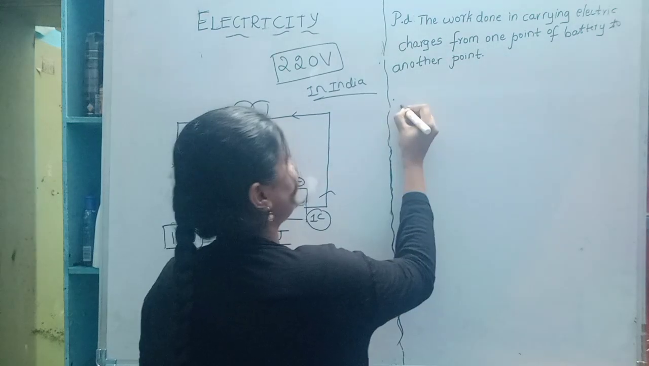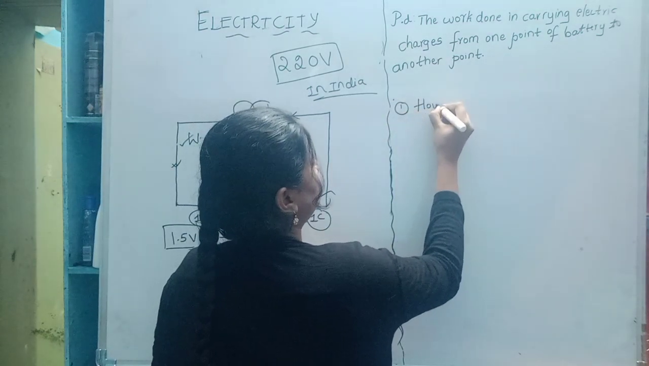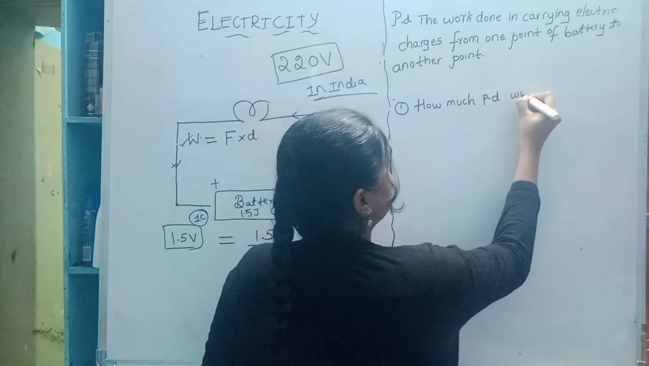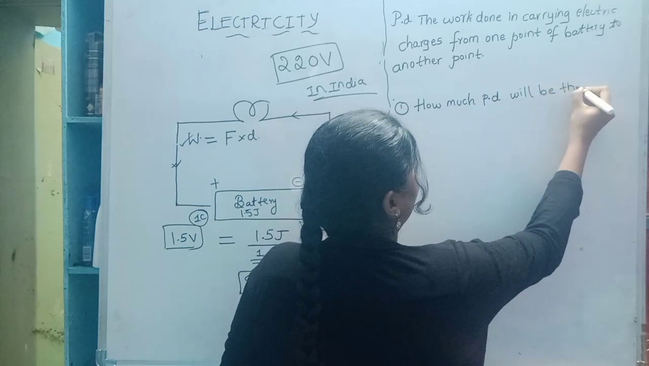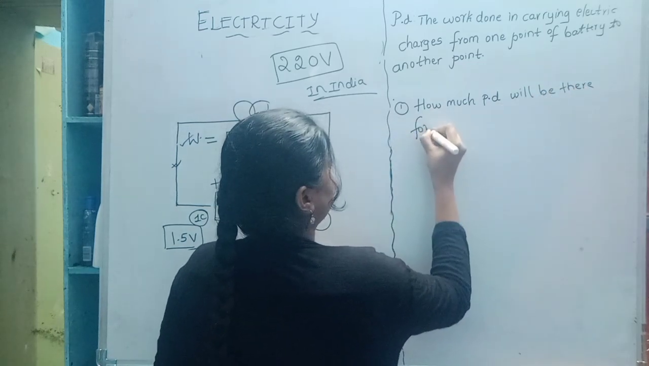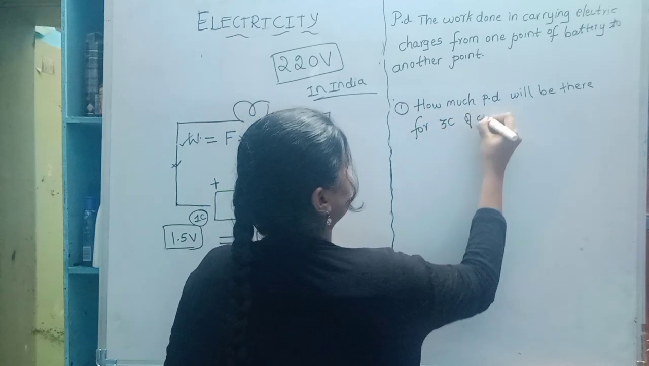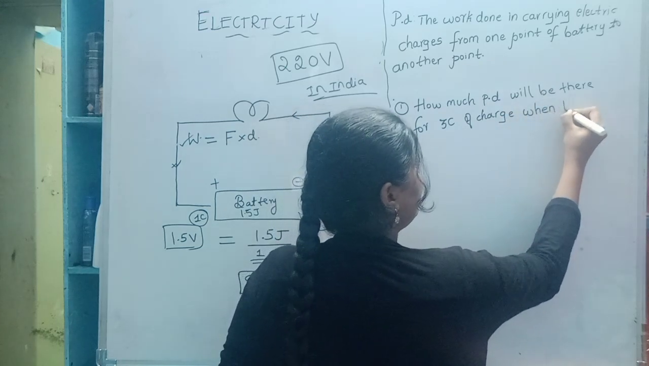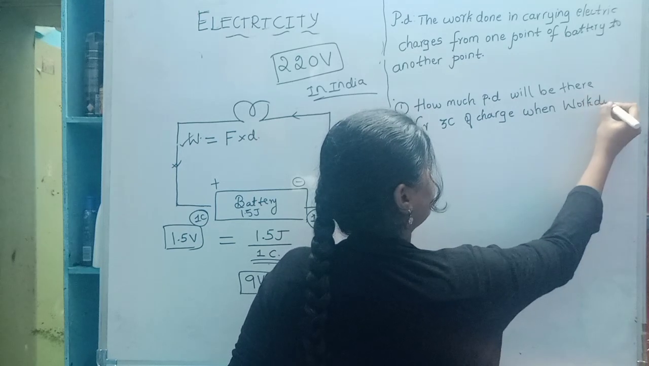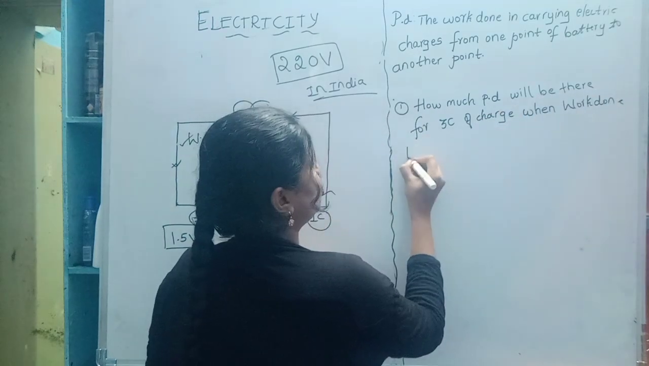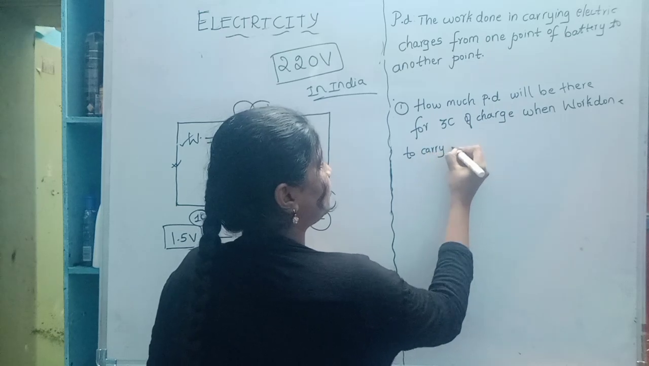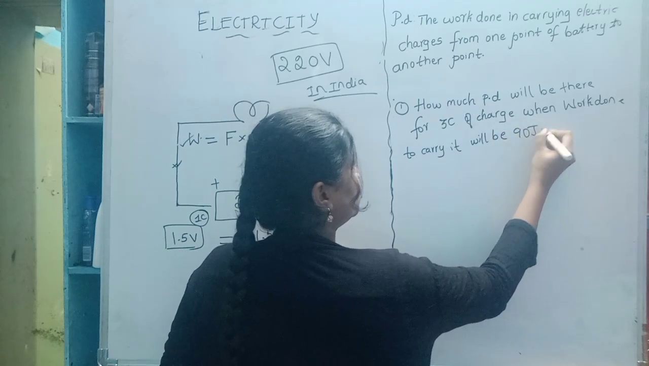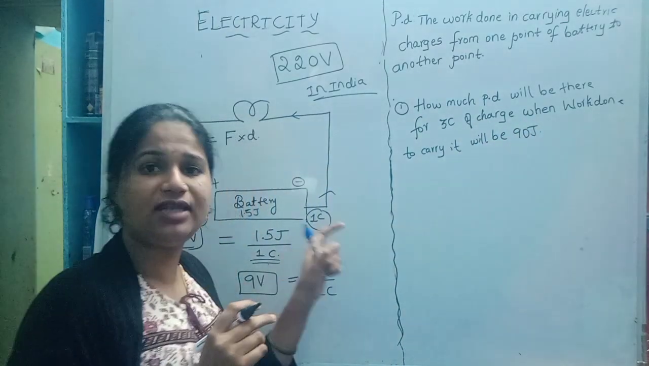The first numerical is: how much potential difference will be there for 3 coulomb of charge when the work done to carry it will be 90 joules. This is a short answer question.